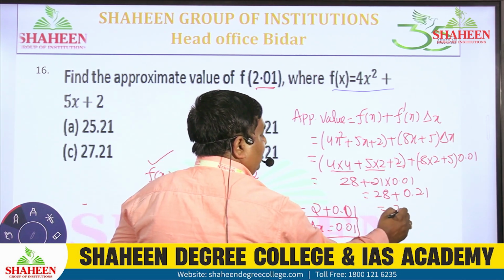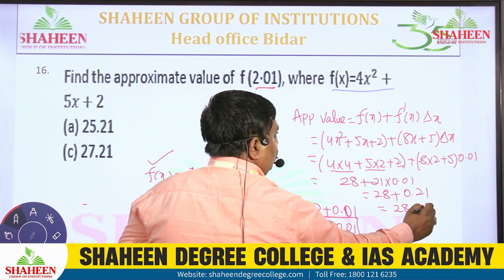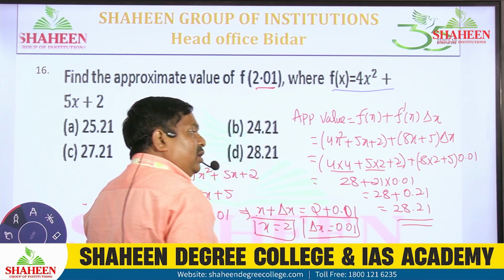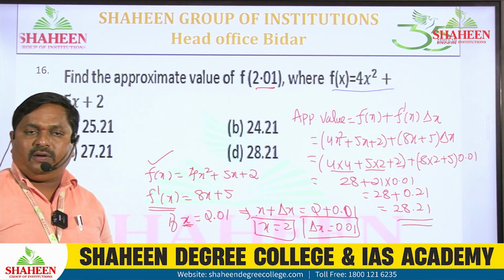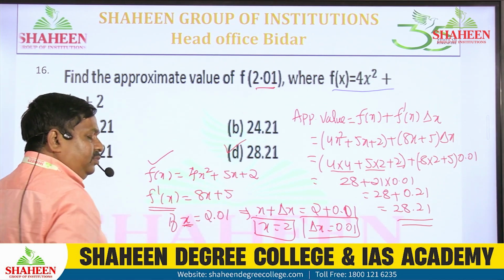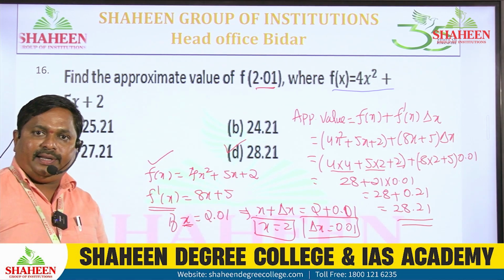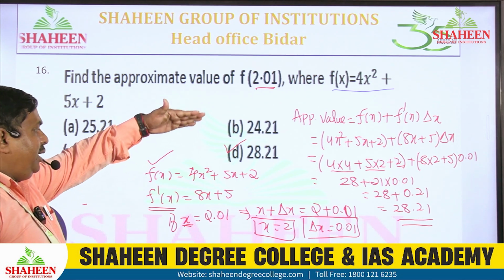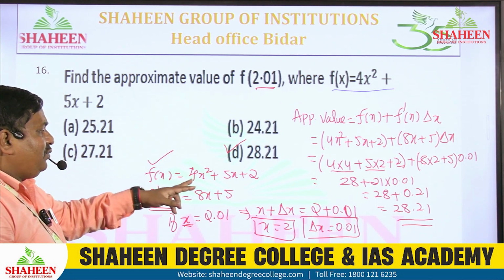On adding this, we'll get 28.21 as the approximate value of the given function. The approximate value of the given function is 28.21. That is the fourth option.